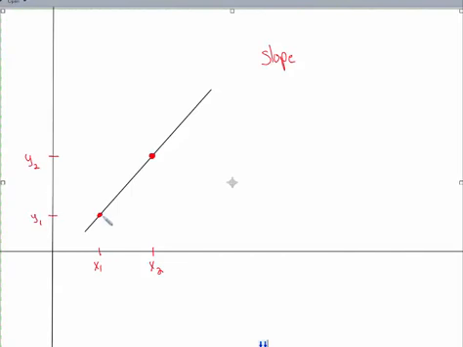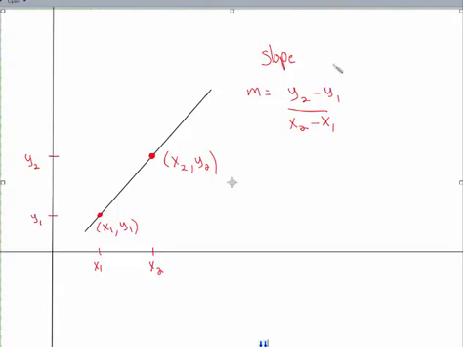So the coordinates for this point, we have x1, y1. Over here we have x sub 2, y sub 2, which we're all familiar with. And to find the slope, we know the slope formula, m is equal to y sub 2 minus y sub 1 over x sub 2 minus x sub 1, right? And this gives us our slope, the slope of this line.